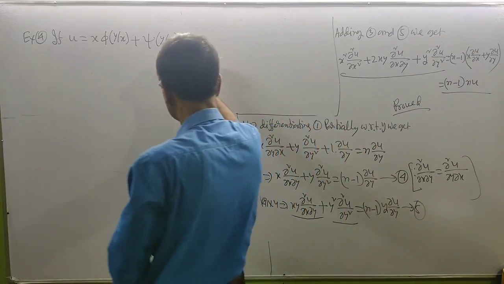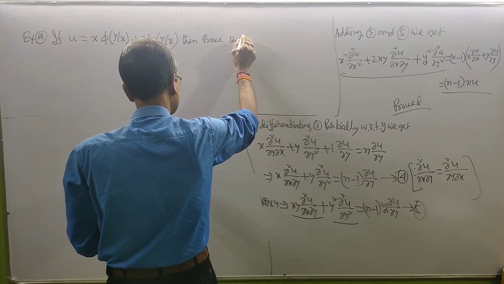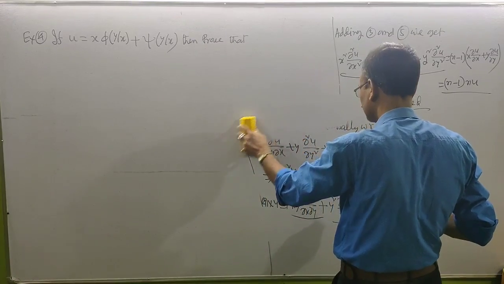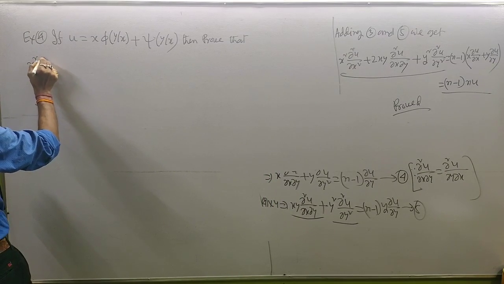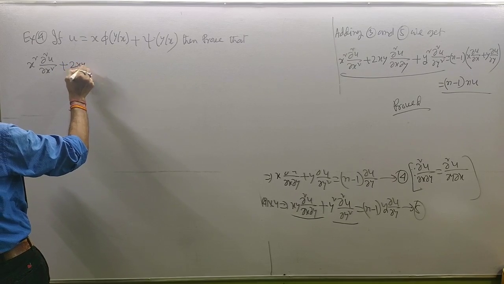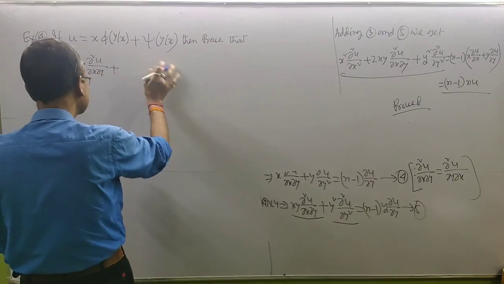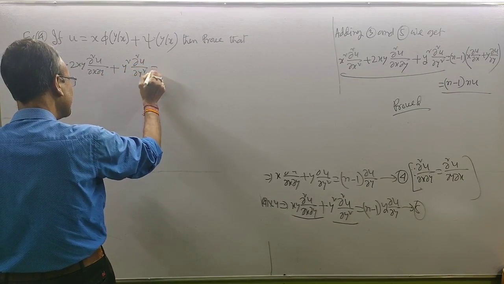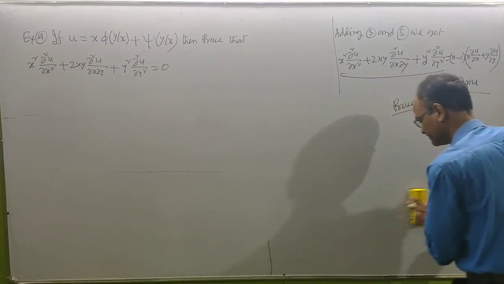Then prove that x squared del 2u by del x squared plus twice xy del 2u by del x del y plus y squared del 2u by del y squared equals 0. We have to prove this.